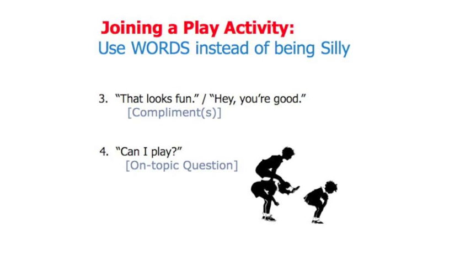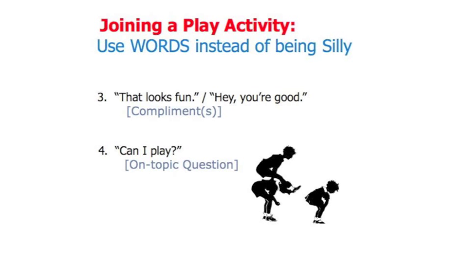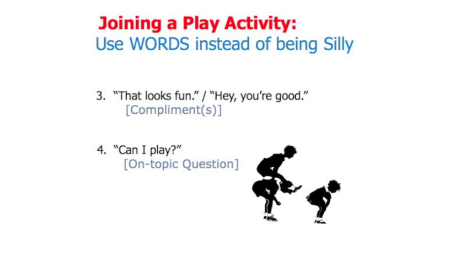Step number 3 is a compliment, and here are some examples. That looks like fun. Hey, you're good. It could be something like, nice shot, way to go. The idea is that as the child goes in the direction of asking to play, they start off with, what are you doing, which was step number 2, an easygoing question, then move into something more like a compliment, and then they ask, can I play?